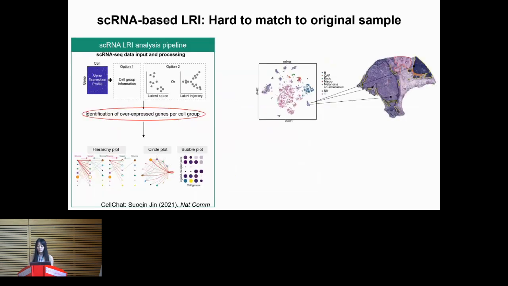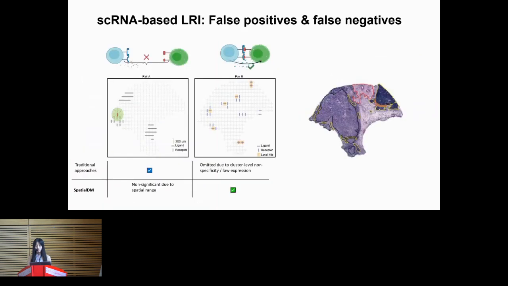Number one, it'll be tough to match interaction to the original tissue, especially when the cell type is spread over tissue. Number two, you need to understand that these methods fundamentally rely on overexpressed genes of each annotated cell cluster. So if the two clusters are actually spatially distant from each other, it's very likely to be a false positive because most interactions take place in a distant range around 100 micrometers per micromole.